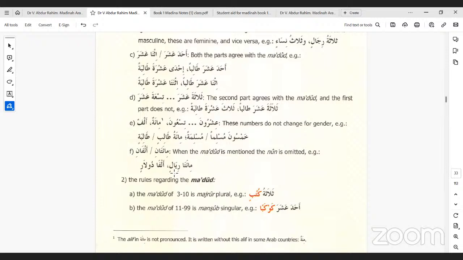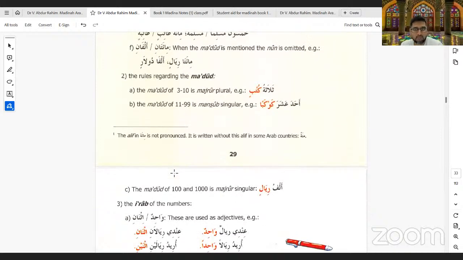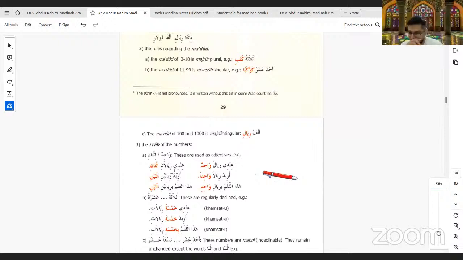Number 2, the rules regarding the ma'dud. By the way, do you want me to continue, Maulana? Yeah. Or, number 2, let's give that to Sister Nigar to let her join in. Bismillah, Sister Nigar.